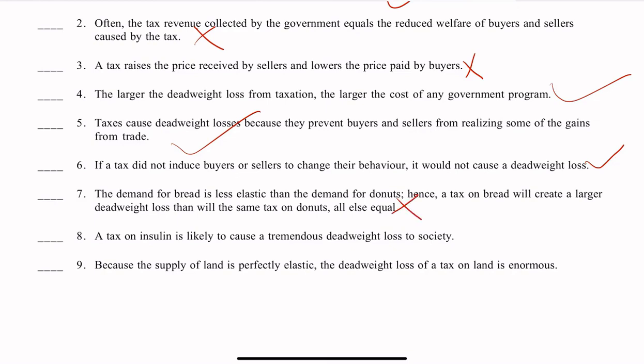Eight. A tax on insulin is likely to cause a tremendous deadweight loss to society. This one is not correct because insulin is a necessity if you have diabetes. So basically this implies that there will be very small elasticities. And we know that if elasticity is small, then deadweight loss will also be small. So this one is incorrect.